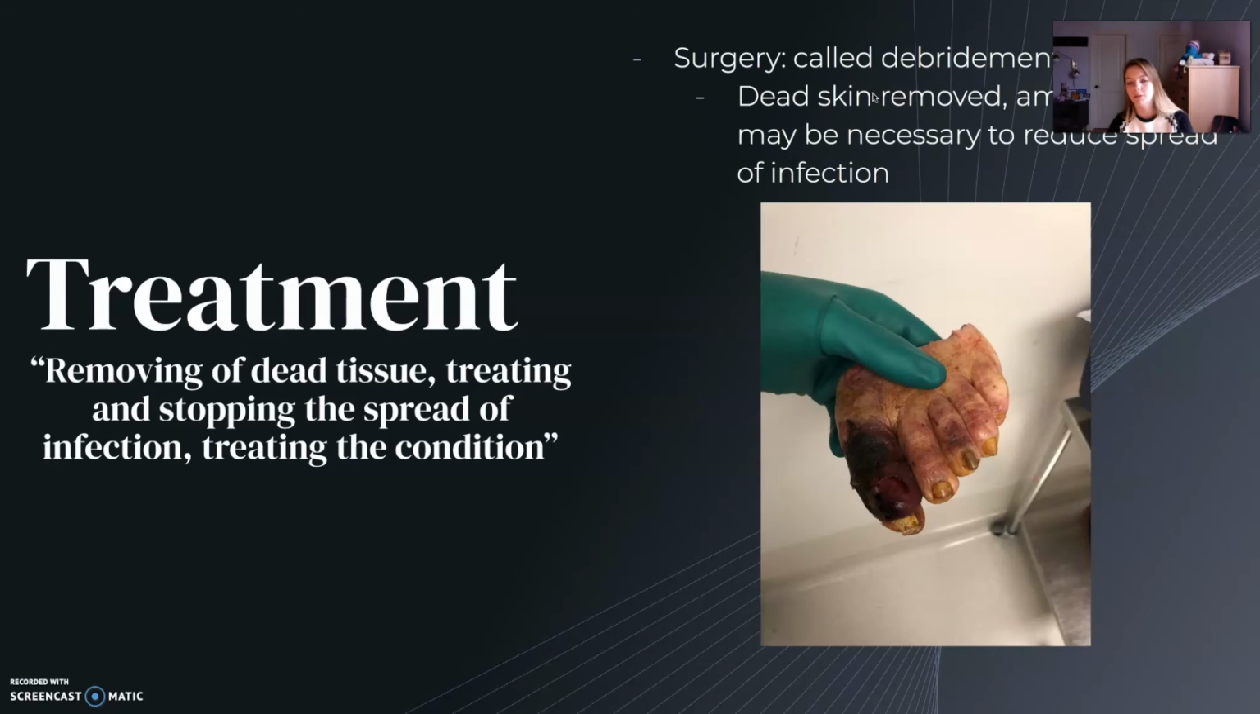Surgery is one of the most common treatments for gangrene, so it's called debridement, where the dead skin is removed, and then if being removed doesn't reduce the spread of the infection, the extremity may be amputated.